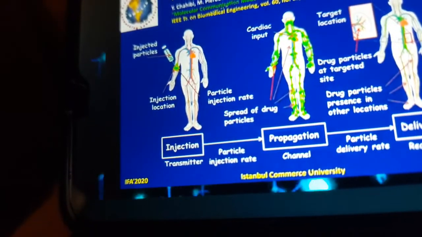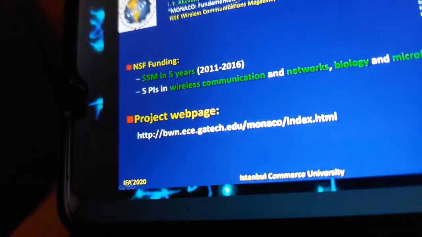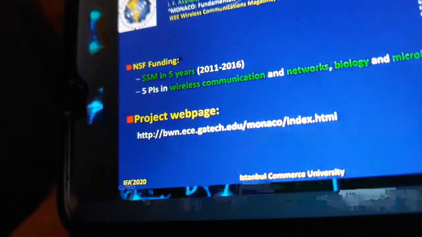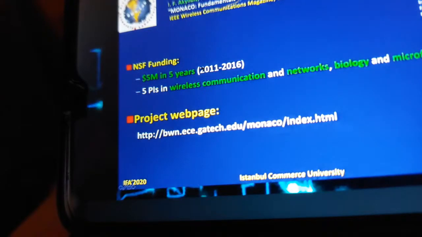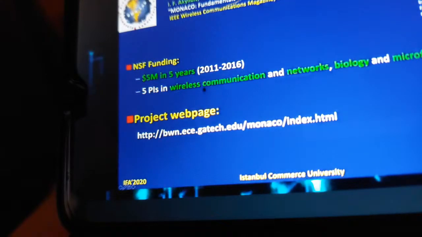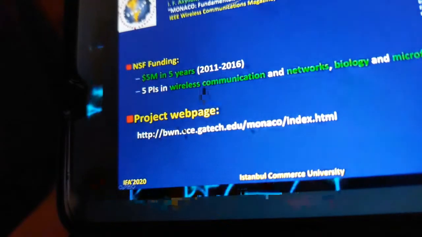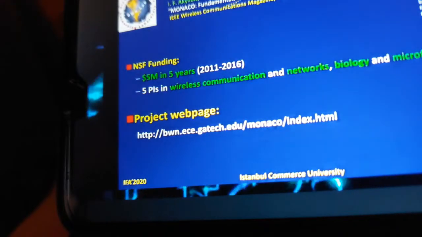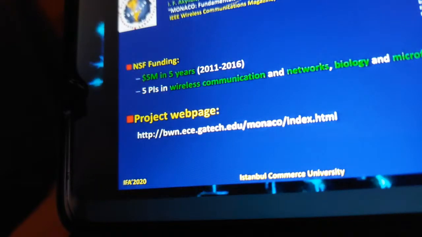And then we also received this, I call it the Monaco Project, Molecular Nanoscale Communication. These were professors at Georgia Tech. He's in information theory, and this guy was from mechanical engineering. This guy was from biology. This was from computer science. So I created this team. We got 5 million in 5 years, '11 to '16. We had 20, 25 people working on the project. Although it's over now, the project page is still there. We published many, many papers, and those papers got a lot of citations. So they were really interesting.